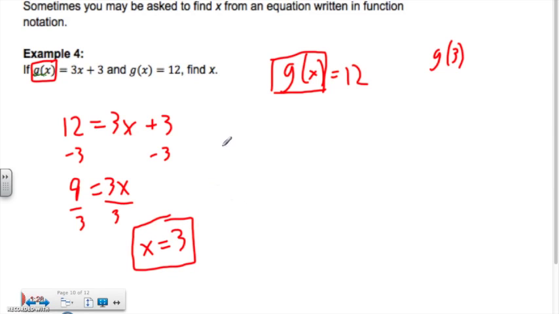So again, to summarize the difference from the last example we did, since it gives us g of x instead of g of a number, we're going to replace that whole g of x thing with 12. And that works no matter what letter variable that is, whether it's an f, a k, an h, whatever letter that is, we're going to replace the whole block with the 12, or whatever number we're given, and solve for x.